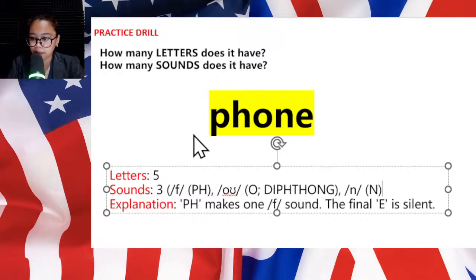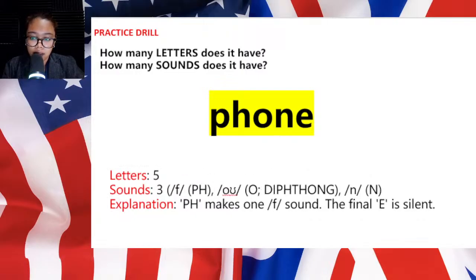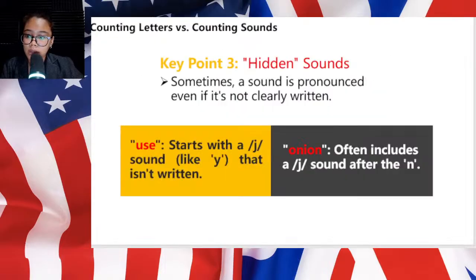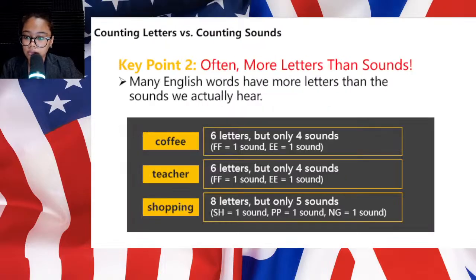Okay, let's see. Again, there are five letters P, H, O, N, E, but there are only three sounds: F, O, and N. Remember, many English words have more letters than the sounds we actually hear. So letters often outnumber the sounds.